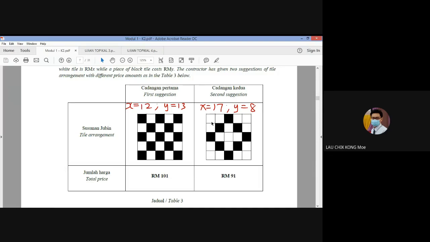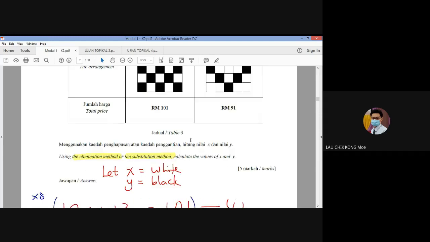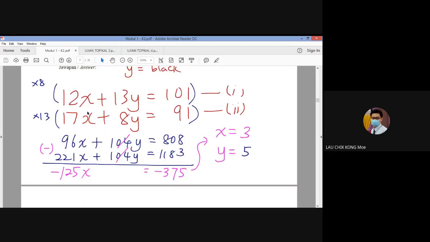And then for the second suggestion, white tiles we have 17, black tiles we have 8, and all together is 91 ringgit. So how do you write these two equations for these two suggestions? The first suggestion is 12x plus 13y equals 101 ringgit. The second one is 17x plus 8y equals 91 ringgit.